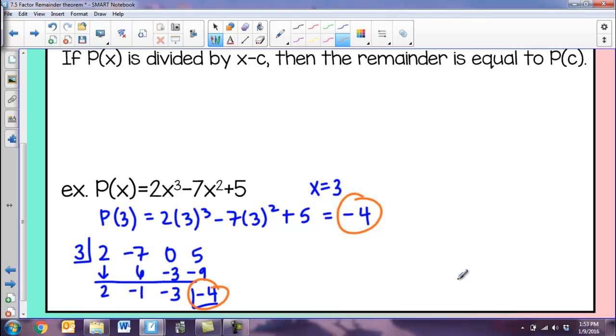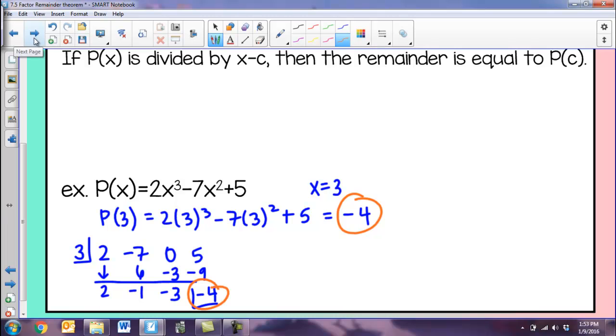And so if they ask you to evaluate a really ridiculous number, you can always just do the synthetic division. Or if they're asking you what's the remainder of this really ridiculous polynomial if I divide it by this, you can always just plug in that point. Okay? So that is the remainder theorem.